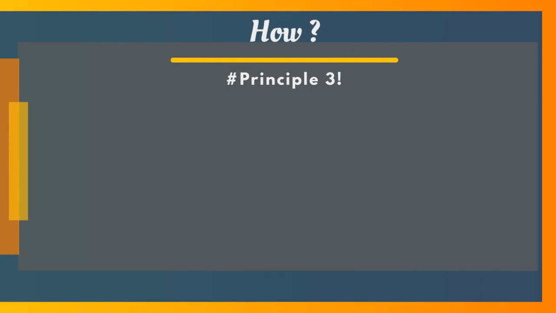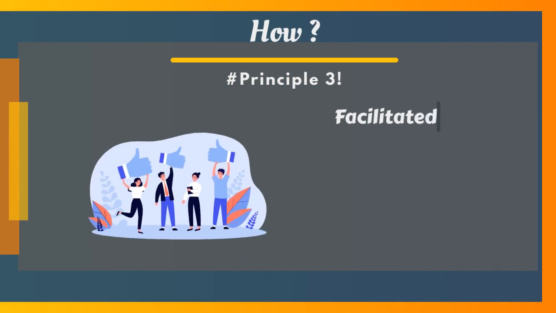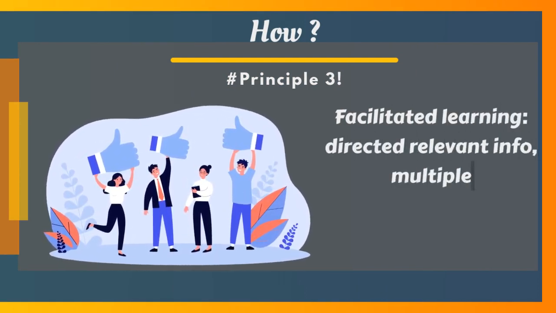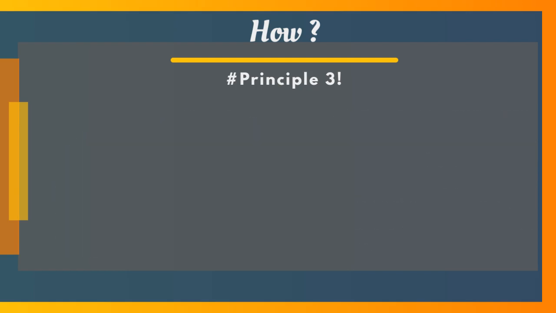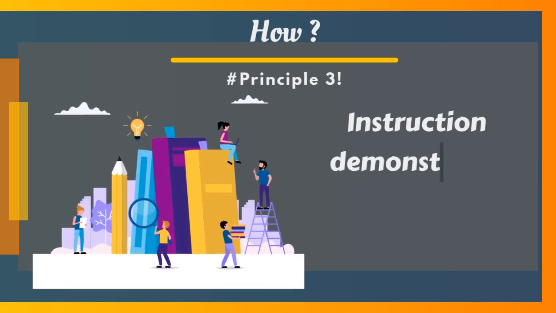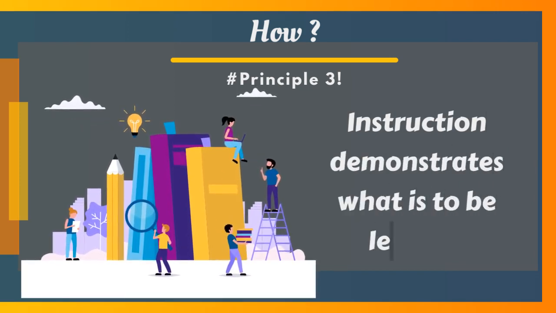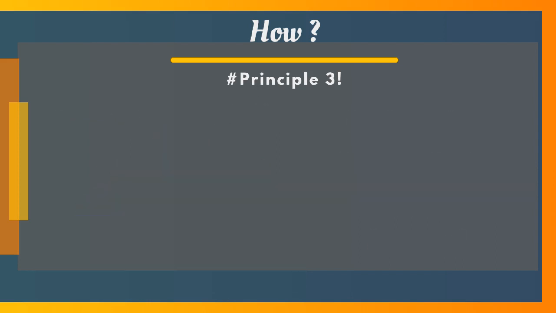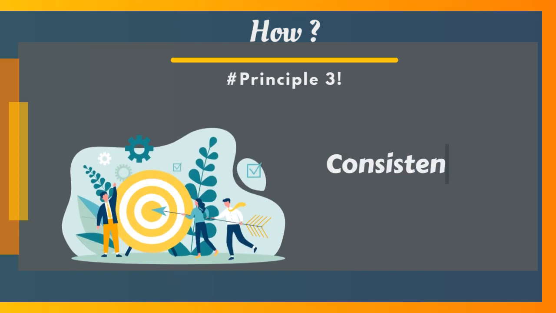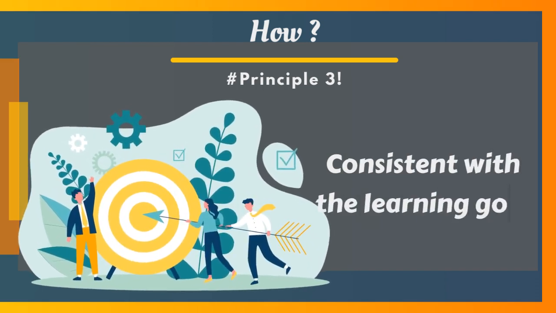Here are the things that you need to consider to be successful in the demonstration principle. Facilitated learning: when learners are provided with appropriate guidance, including directed relevant information, multiple representations, and comparison of demonstration, learning is very successful. Learning is promoted when the instruction demonstrates what is to be learned rather than merely telling information about what is to be learned. Another, learning is facilitated when the demonstration is consistent with the learning goal.